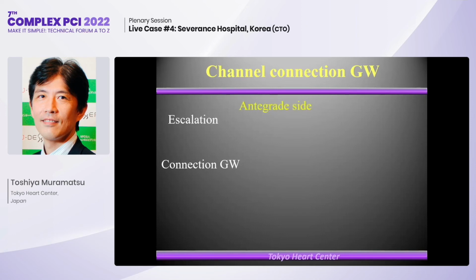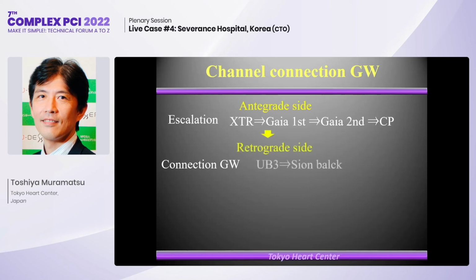This is a schema of the channel connection, the wire, and the antegrade side. At first, trying wire escalation, the first choice wire is XTR, then step up to the Gaia first, then the second, and finally Conquest Pro. And if we fail the wire escalation from the antegrade side, we try the retrograde side.